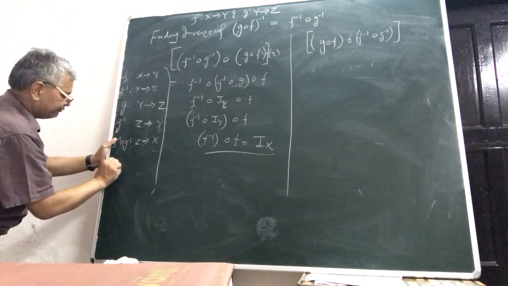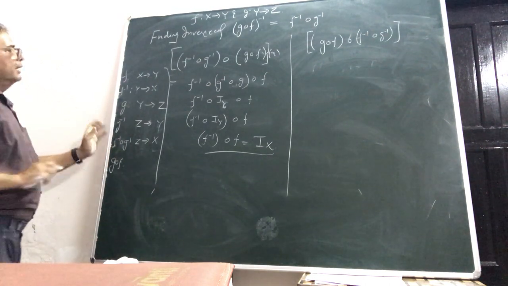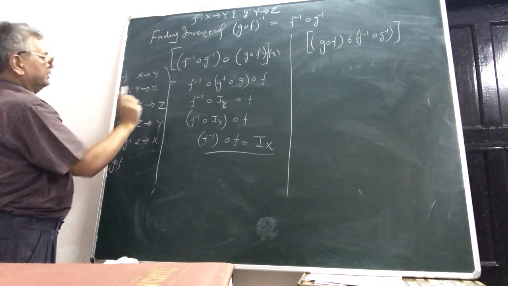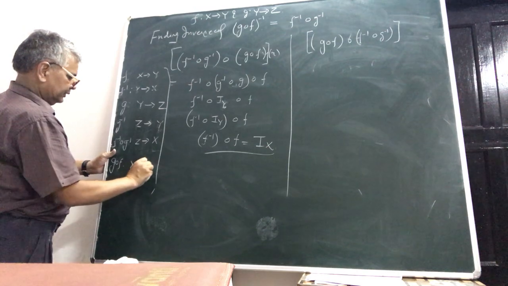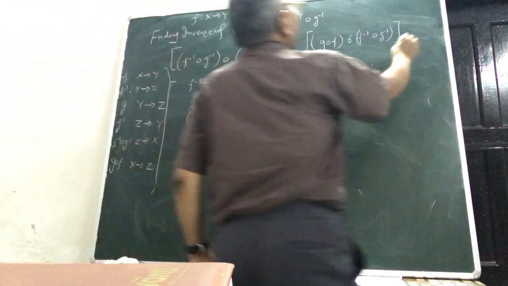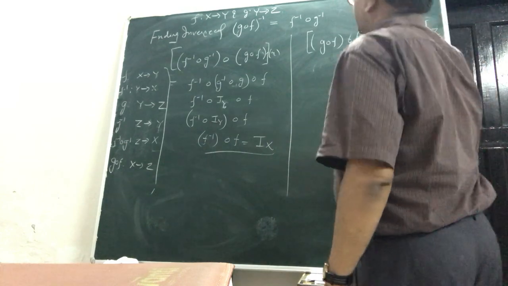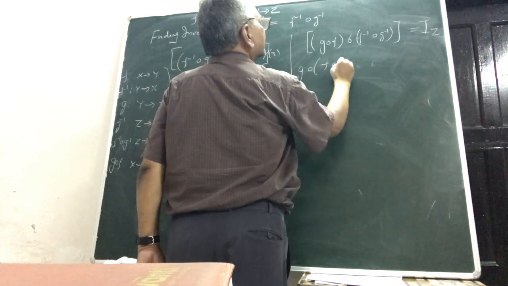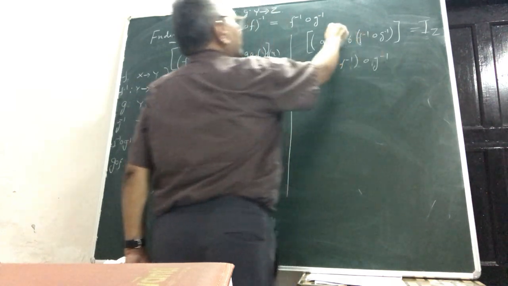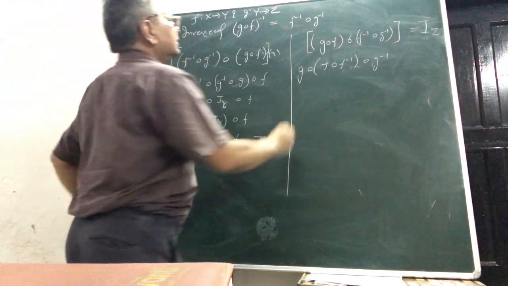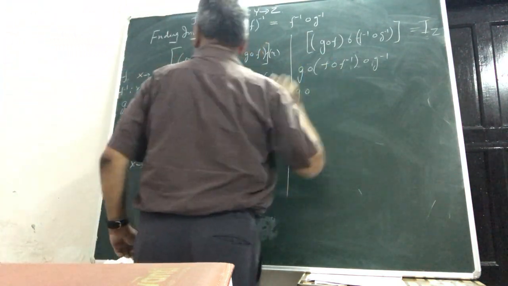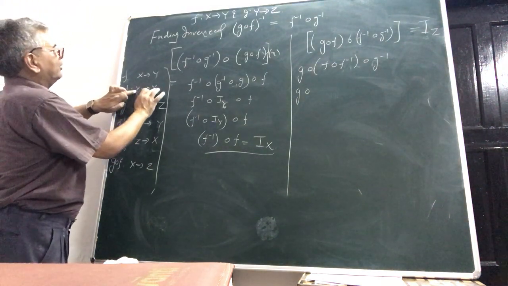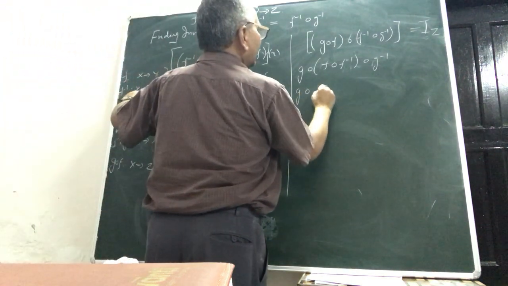Z to Y and Y to X, so Z to X, F inverse o G inverse. And this G o F, G o F is from where to where? First under F, so X to Y, and then under G, Y to Z. So it is from X to Z. So it should give you what? I Z. It should give you I Z. Let us do it. Because of the associative property, we can take it like this. So it is G operation F o F inverse. So under F, Y to X, X to Y. So I Y. So G o I Y.